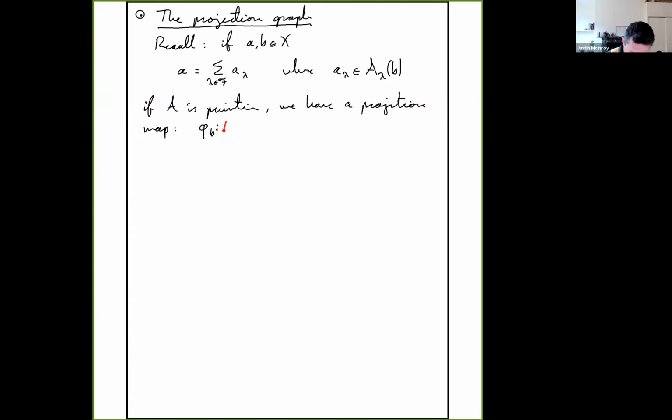Actually, this is going to be from all of A onto F, which is just given by A1 equals phi B of A of B. So that's how you get the value there, if you remember. And I want to form a graph from this.